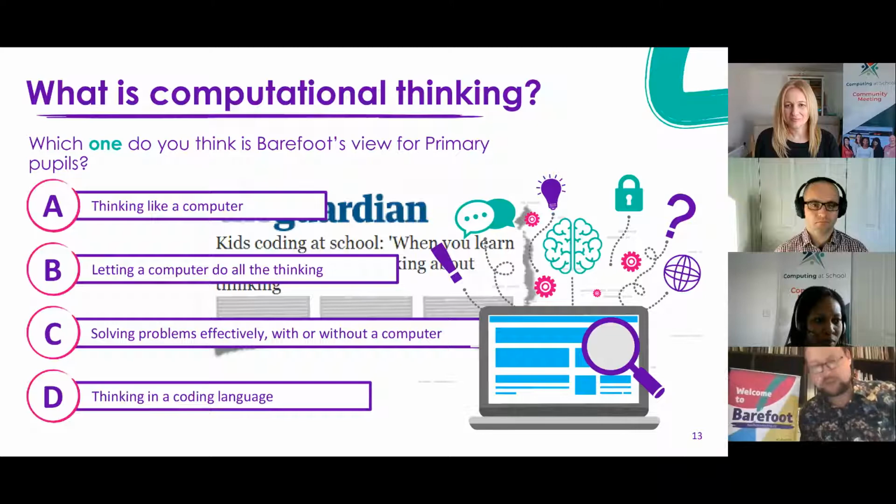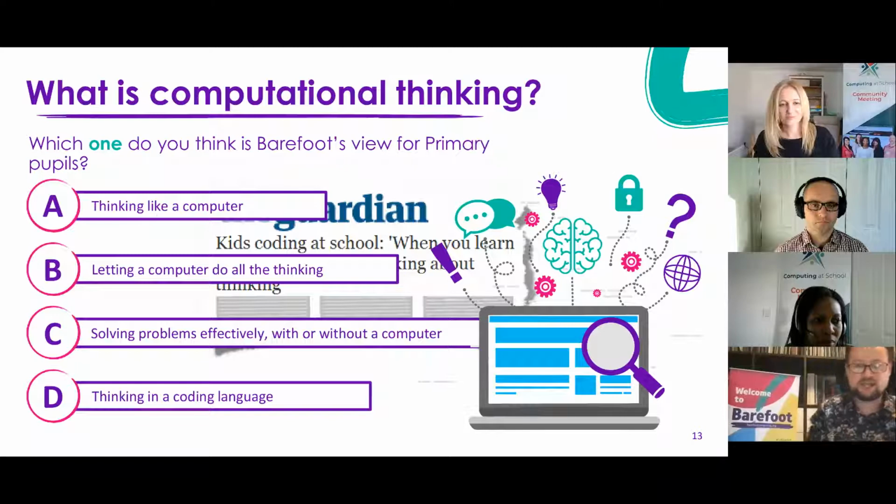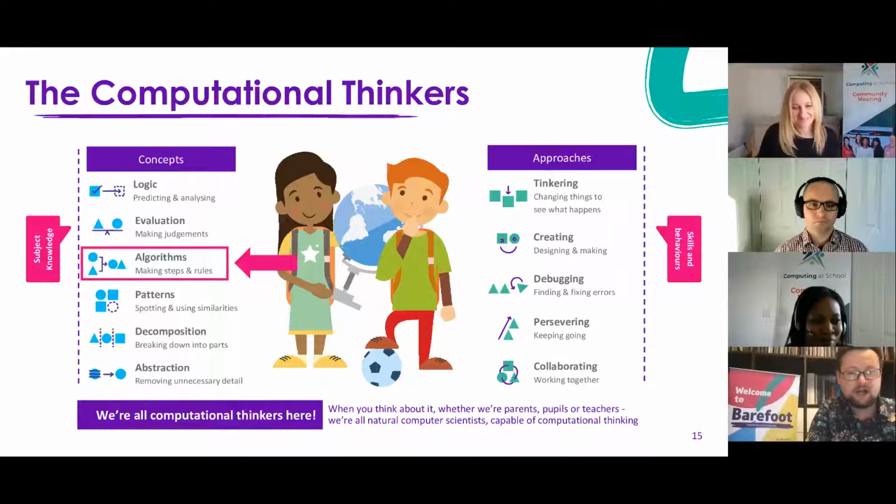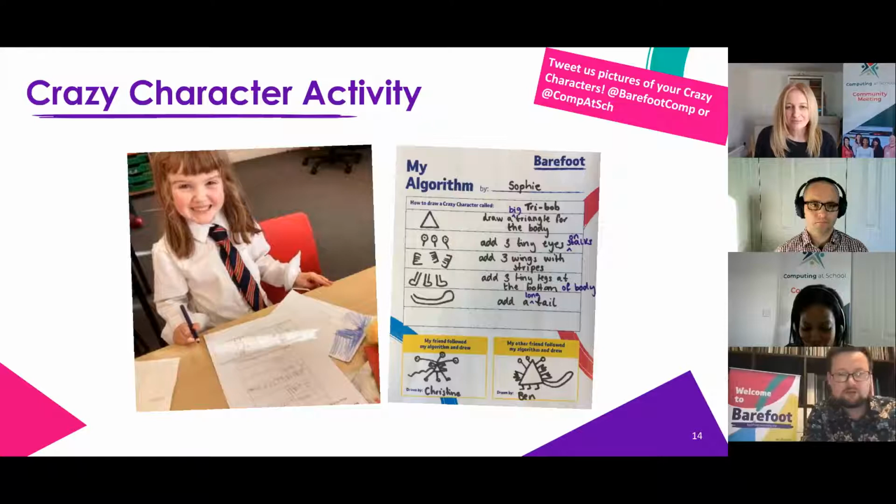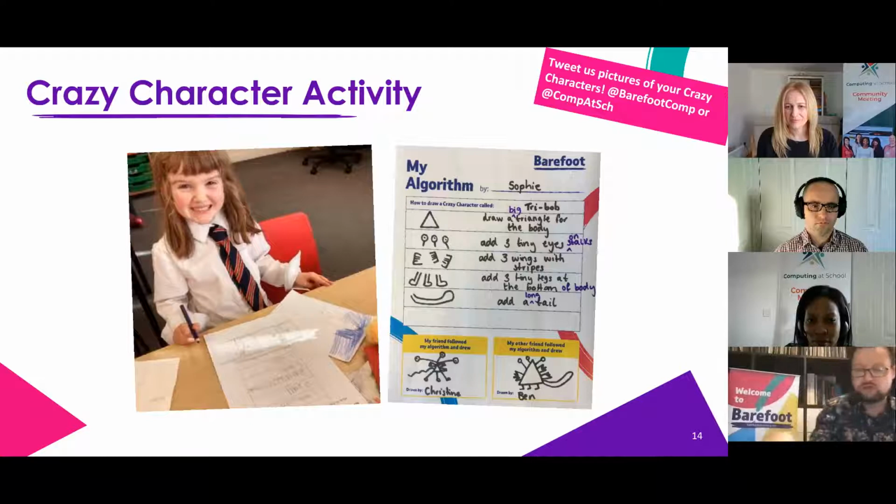Now, we're going to do an activity to illustrate how we can teach computational thinking without the need for any technology, unplugged. So for this, you will need a whiteboard or a piece of paper and a pen. And if you're joining wherever you're accessing this from, you can tweet us the results of this activity. We've got the Barefoot Computing and Computation Comp at School Twitter handles in the top right there. So please, as you're following along, send us pictures of this activity, because we're going to do a crazy character activity. So I'm going to say the steps in an algorithm to draw a crazy character. I want you to follow along.